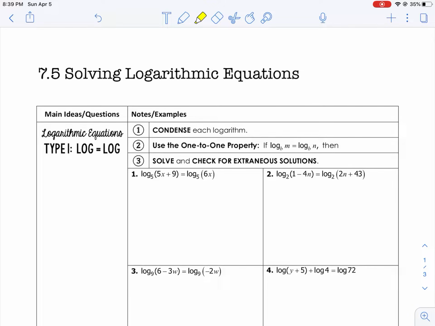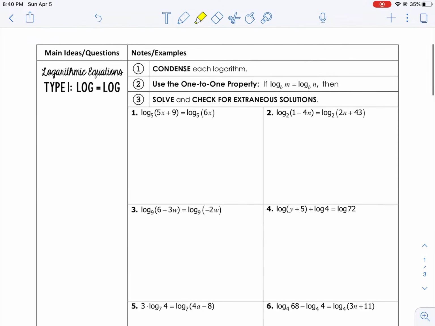Today's lesson is going to be over 7.5, solving logarithmic equations. I don't really think that it's that bad of a lesson, but we are going to be using our properties. So if you don't remember those, you might want to get out the notes where we went over all the properties, but we will be going over them here.